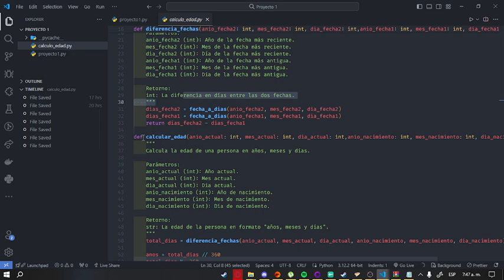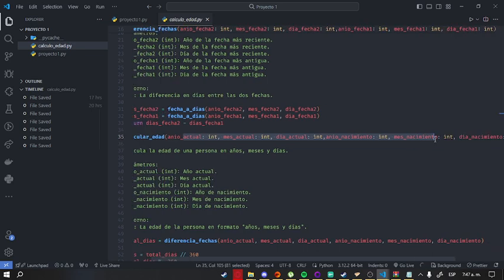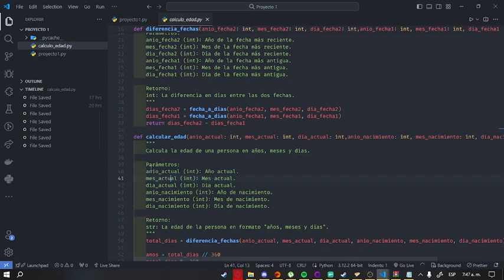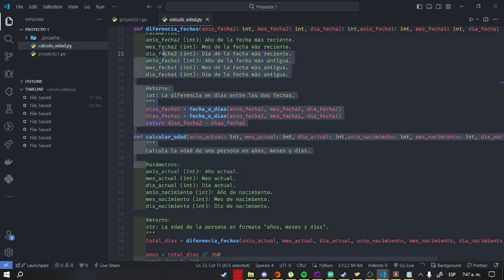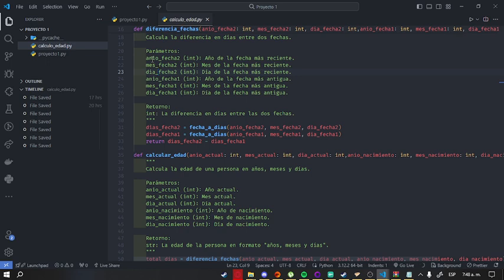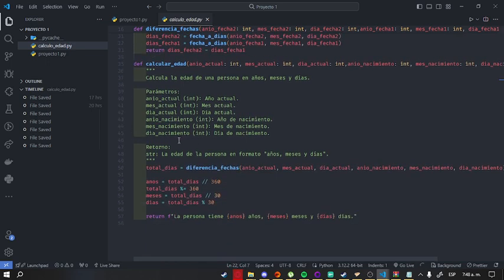And I want to calculate the ages. We put like the same thing, but like actual day, actual year, actual month, and born year, born month, born date, and basically it has the same parameters, like year 2, month 2, day 2, but they're actual year, actual month, actual day, born year, born month, born day, and it will then return me a string.